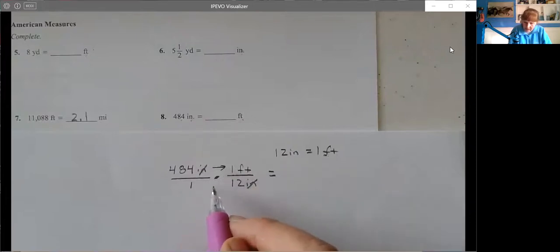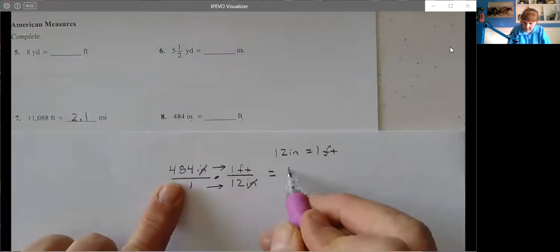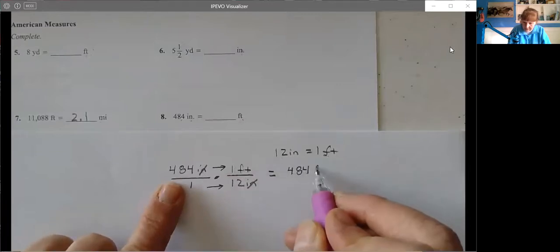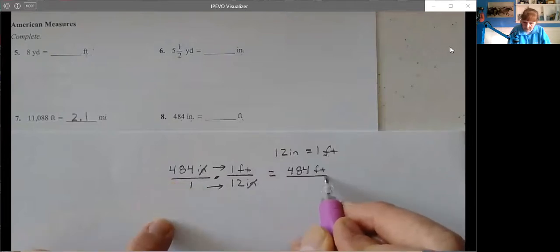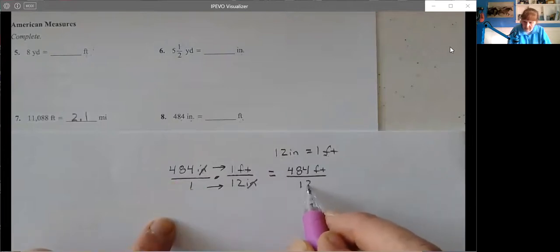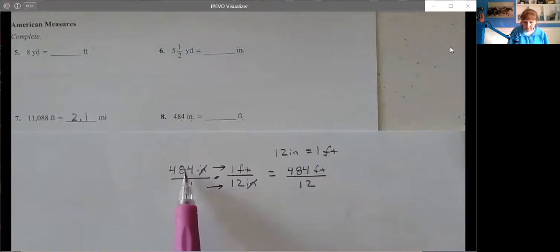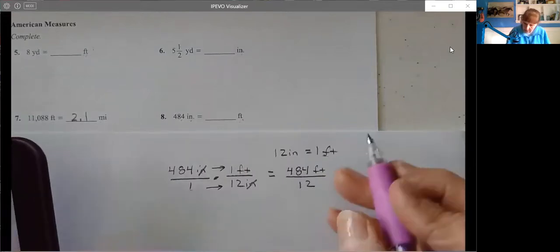And if you multiply across, you get 484 feet. 1 times 12 is 12. Now, you don't have to necessarily write this right here. I just didn't want to skip any steps. Some of you could realize that you're going to take this divided by this and then just write your answer. 484 divided by 12.